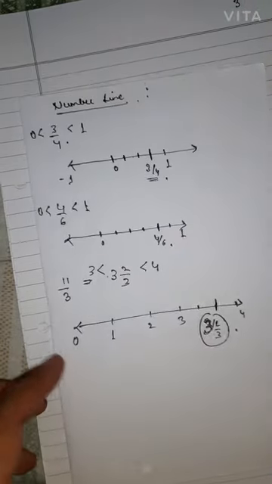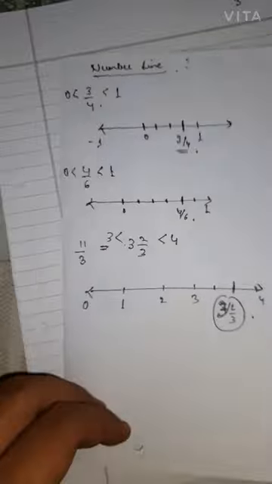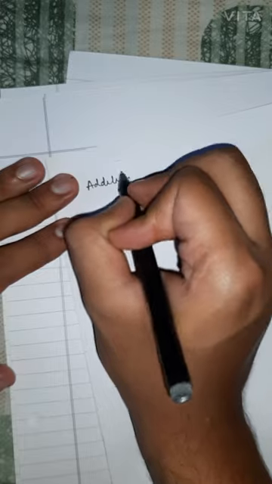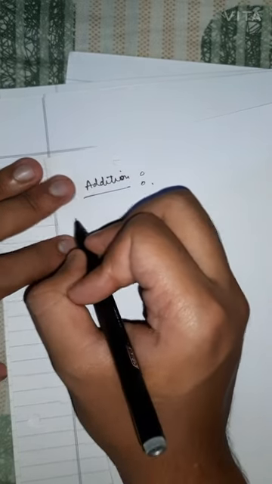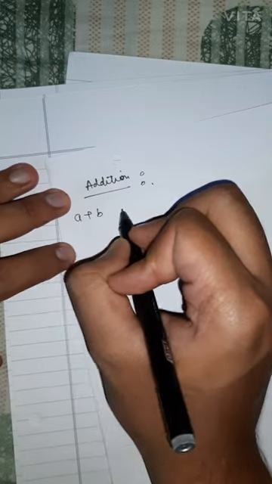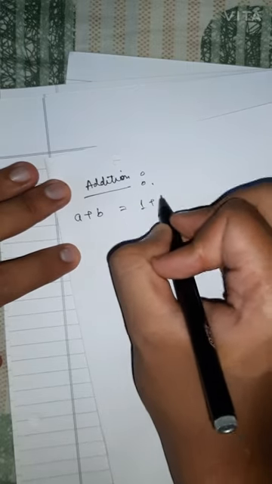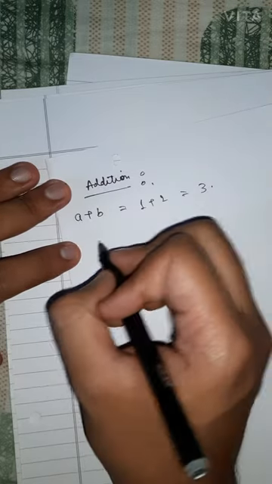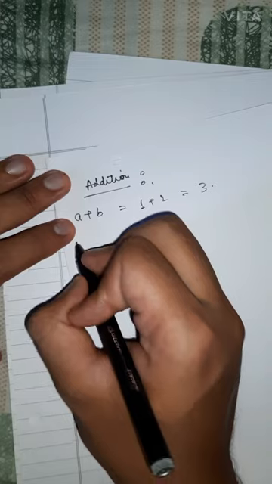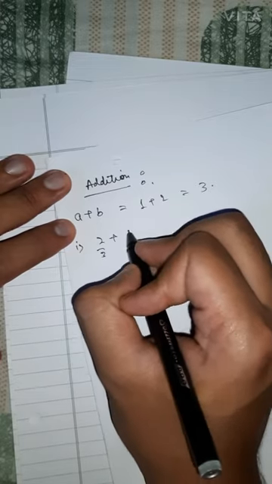Now we'll go for the slightly more standard ones like addition, subtraction, multiplication and division. Addition. So addition is like normal addition. For example, in algebra, a plus b, or 1 plus 2 is equal to 3. It is similar in rational numbers also, but there is a denominator, of course. For example, 2 by 3 plus 3 by 4.